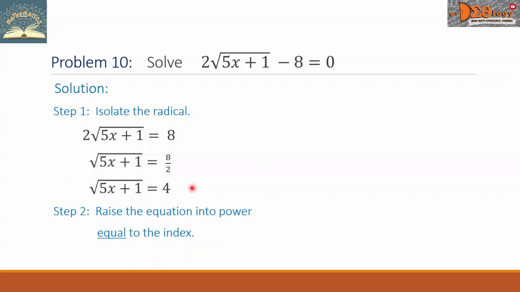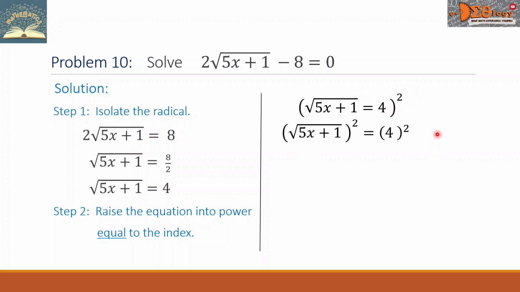So we raise this equation by the power 2. And this power 2 will come to the left side and to the right side of the equation. Let us now simplify the left side. The power 2 and the radical with index 2 will cancel each other. That means we simply copy 5x plus 1 down here equals the right side, that is 4 squared, that is 16. Let us now solve for x.